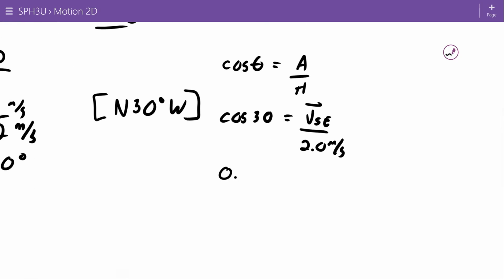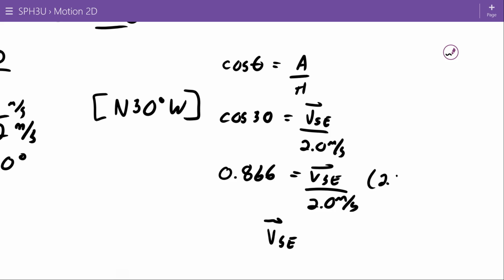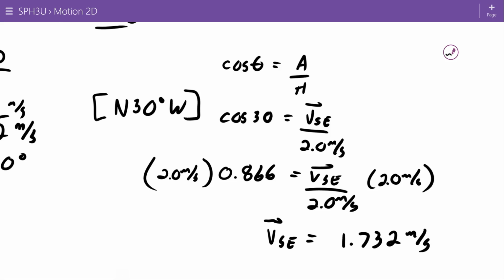Cos 30 is one of those special ones, 0.866. If you haven't done functions and you don't know what the special triangles are, you can just use your calculator there, but if you know what they are, it's 0.866. So multiplying that by 2, I'm going to get 1.732 meters per second. Okay.